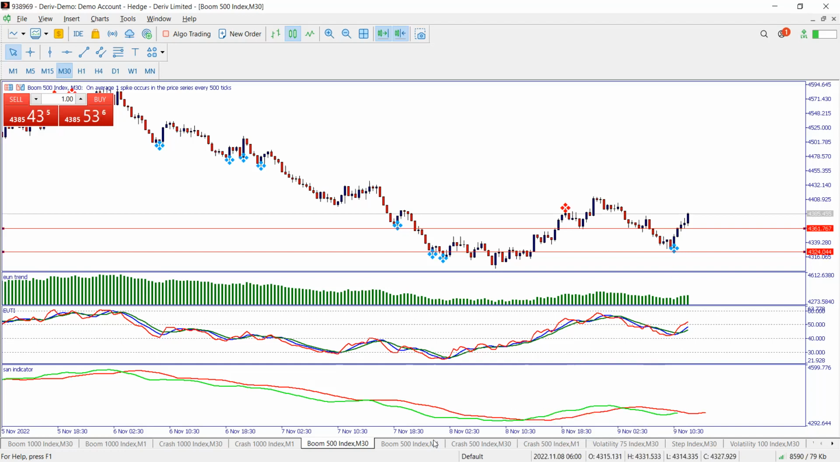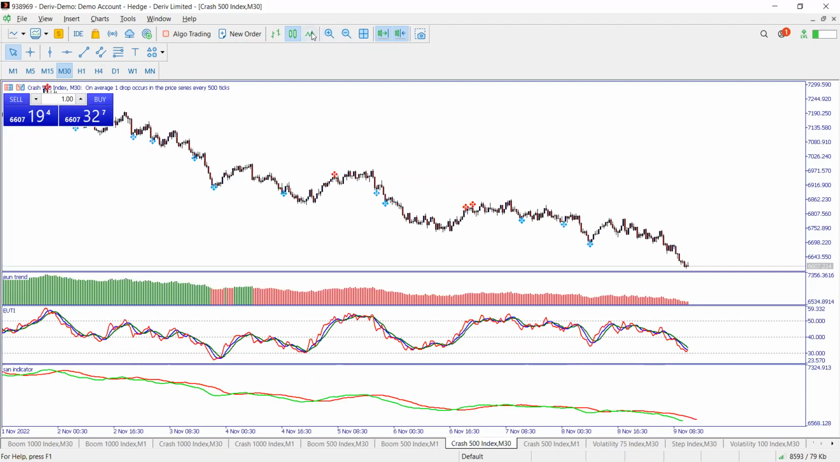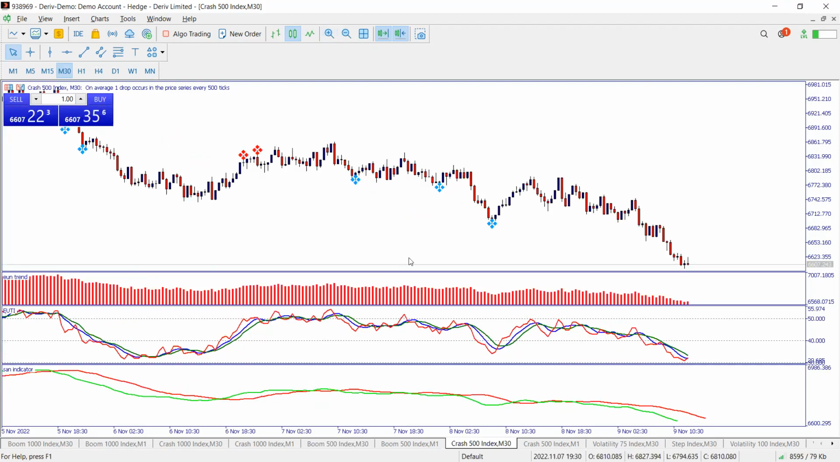Okay. And then we come to Crash 500. This one is already oversold, so we don't touch this one because it's out of our bounds.